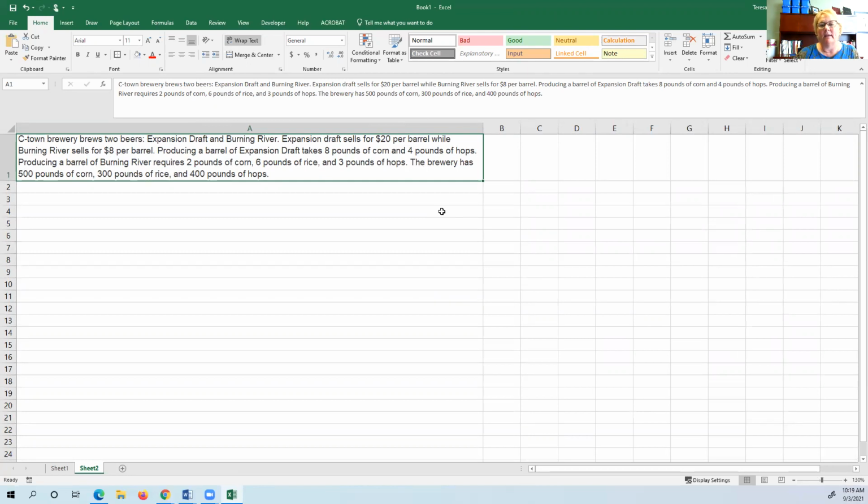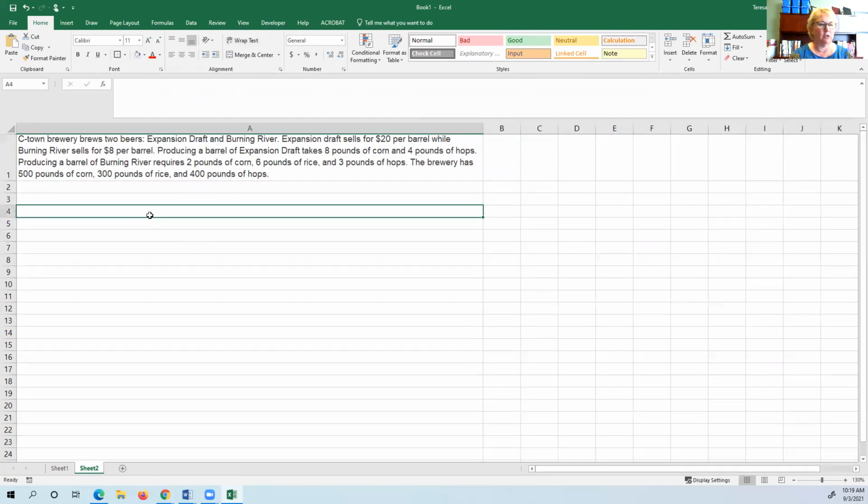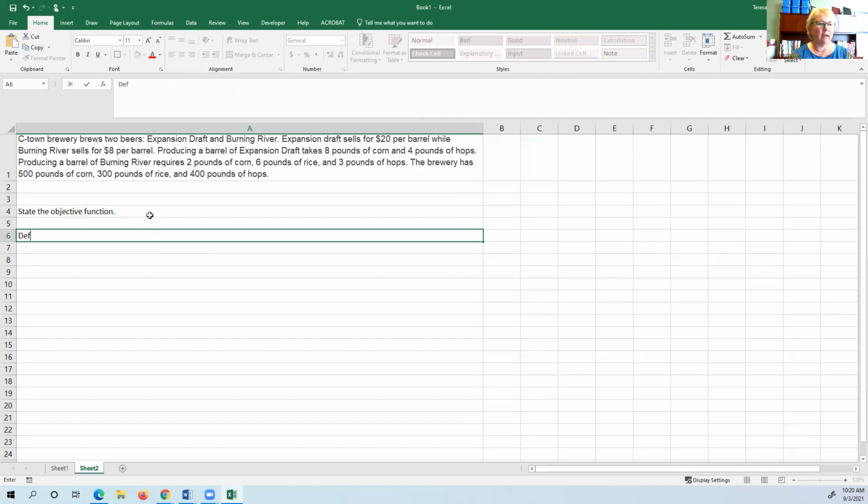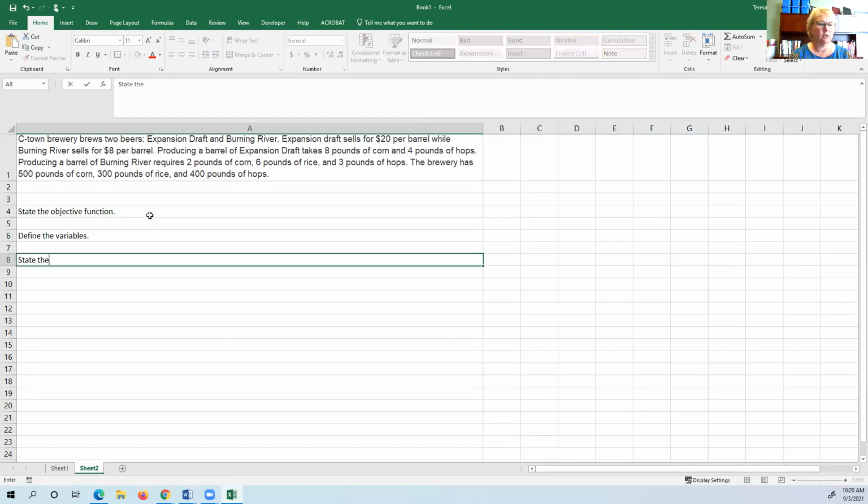The way that makes sense for me to do a linear programming problem is to read the entire problem and then to write the objective function. And then out of the objective function, the other things that we need come into play. So we need to state the objective function. We need to define the variables. We need to state the constraints, including non-negativity.